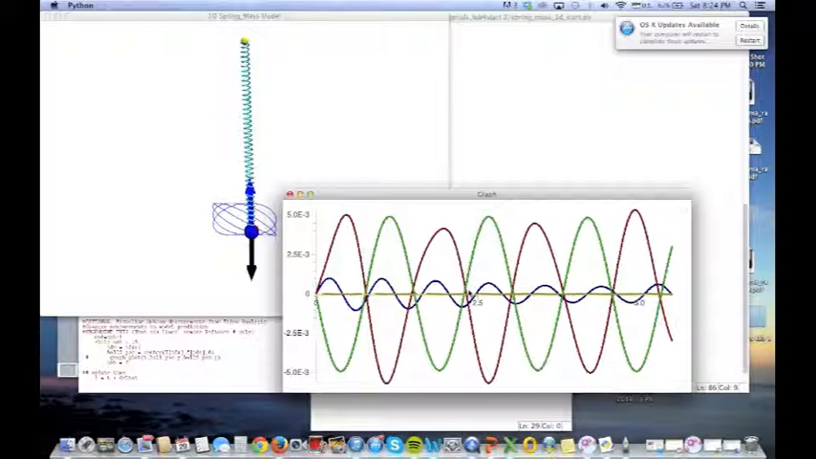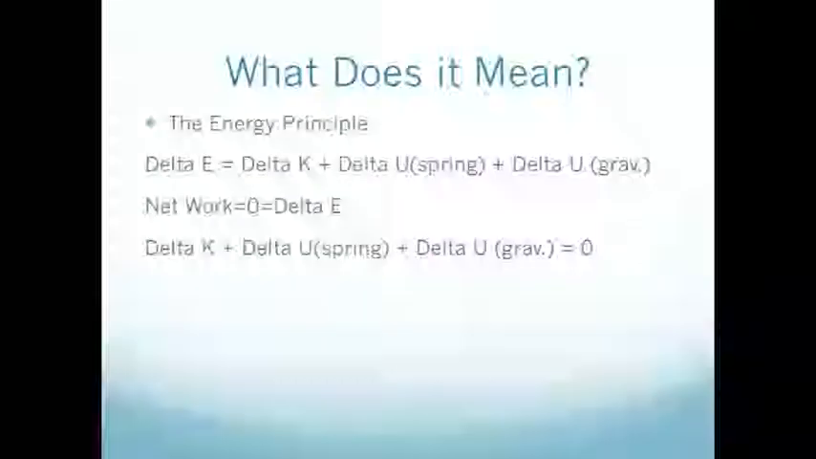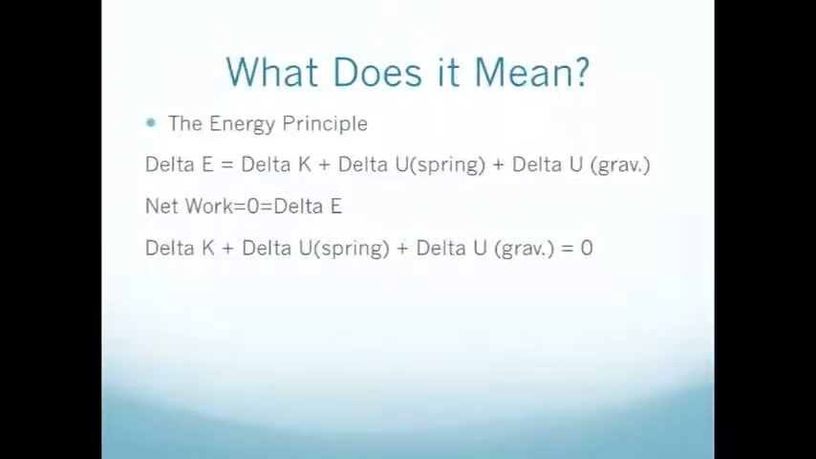Kinetic energy will equal 0 when it momentarily rests to change direction, and the potential energy of the spring and gravitational are opposite. So what does it mean? Since there are no external forces acting on the system besides gravity and spring, no other work is done besides these elements. No external work on the system means the energy change is equal to 0, following the energy principle as seen here.